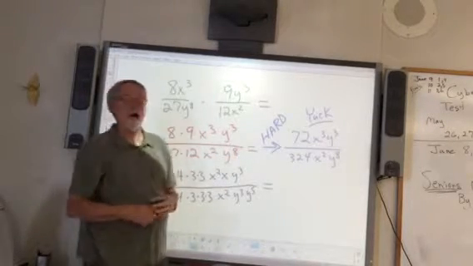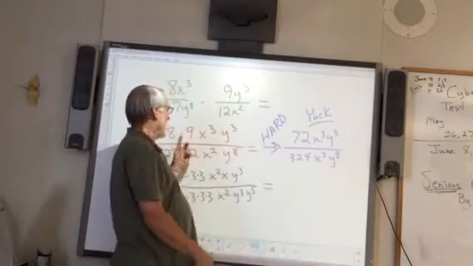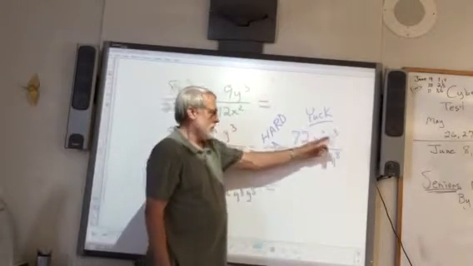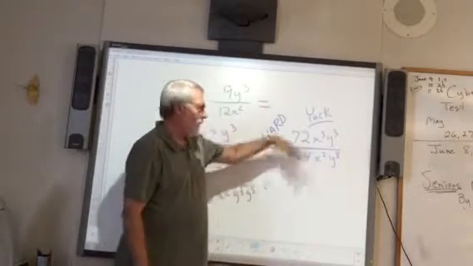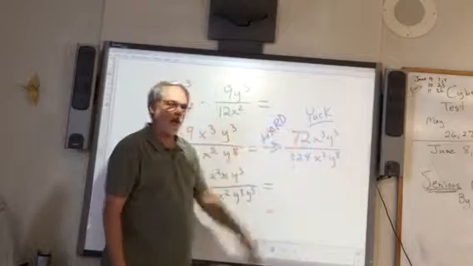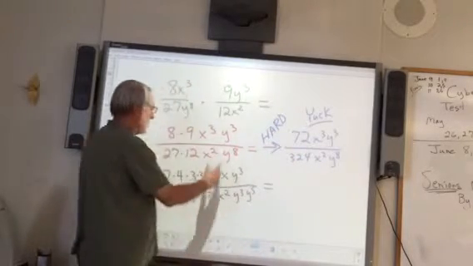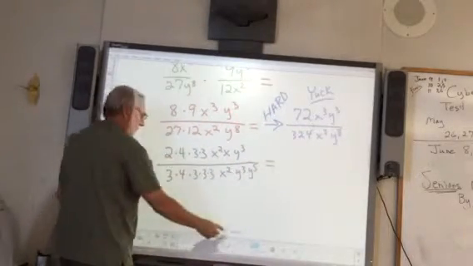If you want to do it the hard way, you do this. You go 9 times 8 is 72, x squared, and 27 times 12 is 324. And then you have to worry about what will factor out of those. Why do all that work when you can just do it right up front? And here it is, right up front.